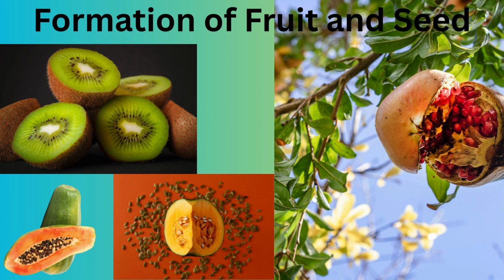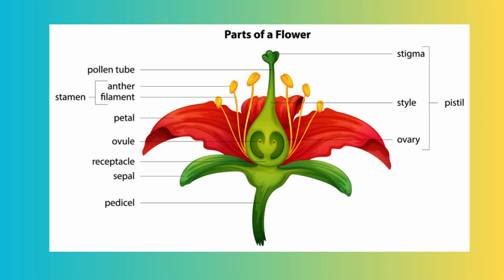Formation of fruit and seed. A flower has four main parts: sepals that protect the bud, petals that attract pollinators, the stamen, male part, which consists of the anther and filament, and the pistil or carpel, female part, which includes the stigma, style, and ovary.